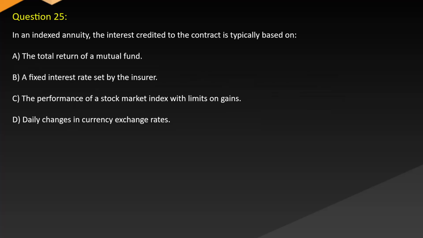Question 25. In an indexed annuity, the interest credited to the contract is typically based on A. The total return of a mutual fund, B. A fixed interest rate set by the insurer, C. The performance of a stock market index with limits on gains, D. Daily changes in currency exchange rates.